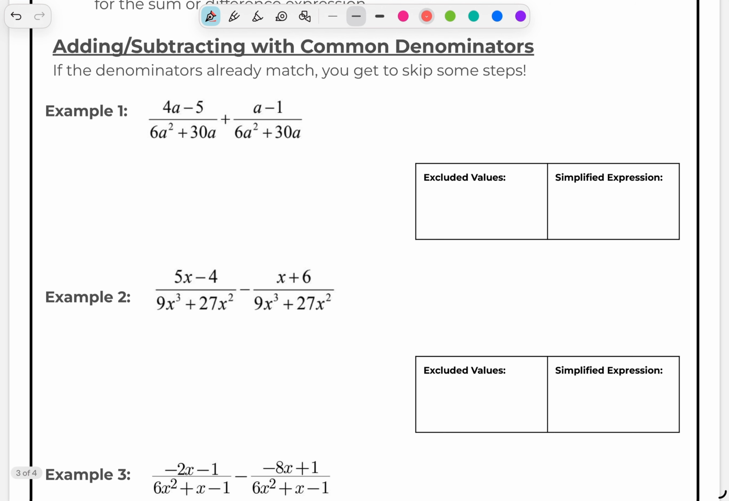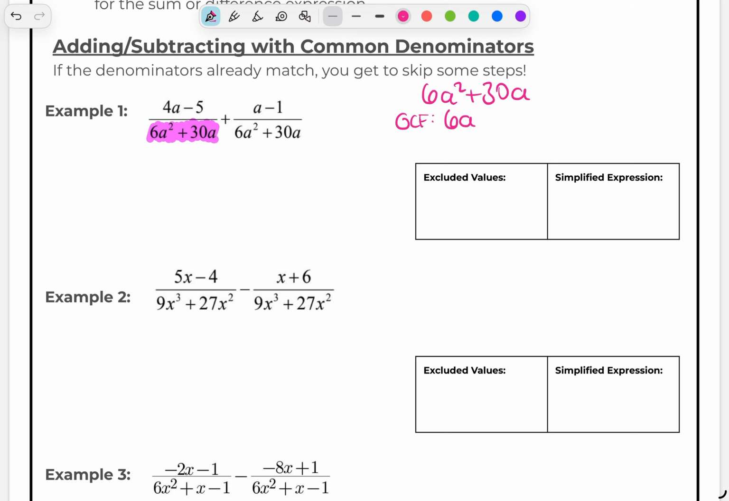Remember, with fractions, in order to add or subtract, you have to have common denominators. So if the denominators already match, we could just skip some of those steps. So first, we are still going to factor our denominators, but because they're the same, we only have to do it once. And so if we have 6a squared plus 30a, I would first take out the GCF.